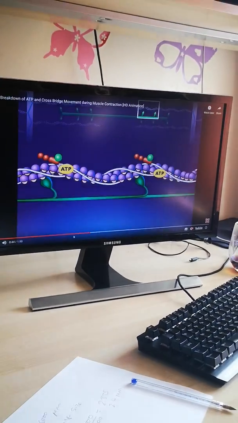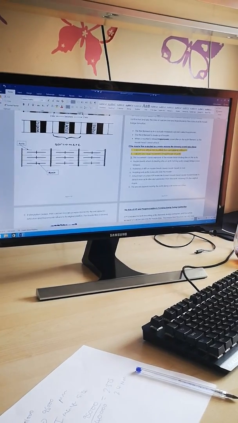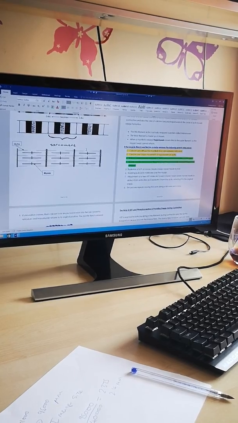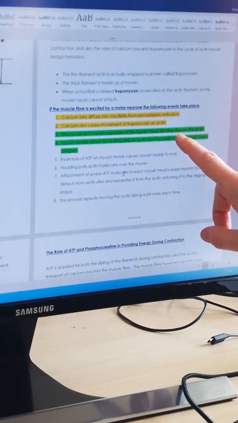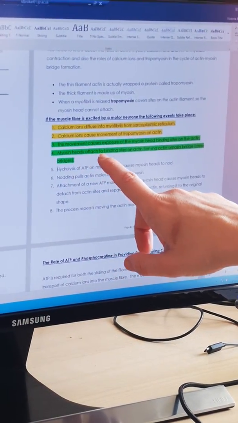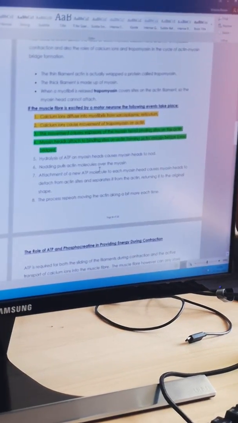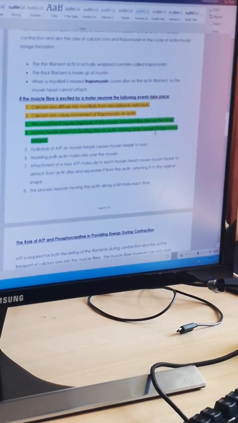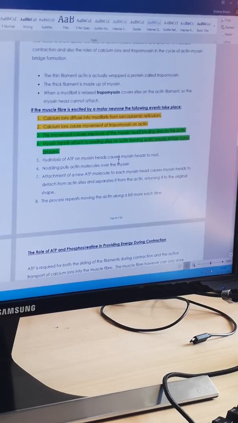Okay, so back into our keynotes. So we said this movement causes the exposure of the myosin binding sites on the actin. The myosin head attaches to the binding sites, you can say forming a cross bridge. That's usually what I say, or an actin myosin bridge. But actually on our spec, I would highlight cross bridge as being the most important key term.